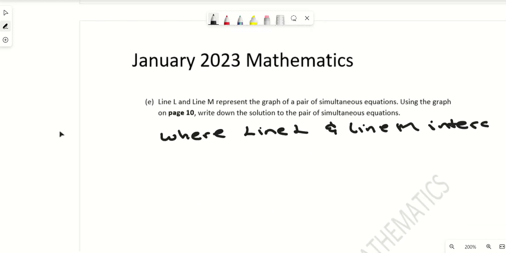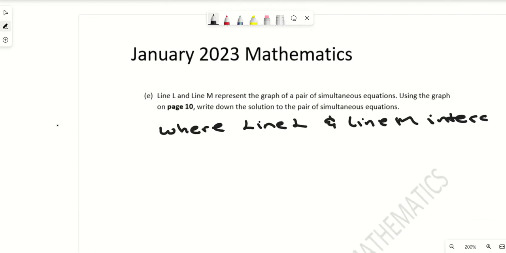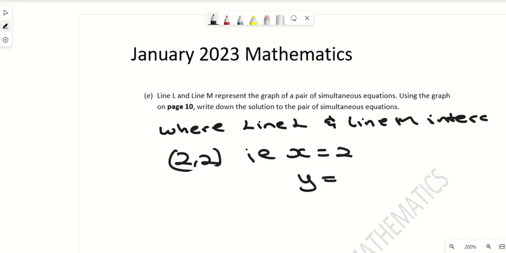Write down the solution for the pair of simultaneous equations. We know the coordinates are 2 and 2, i.e. x is equal to 2 and y is equal to 2. And that would be your answer.